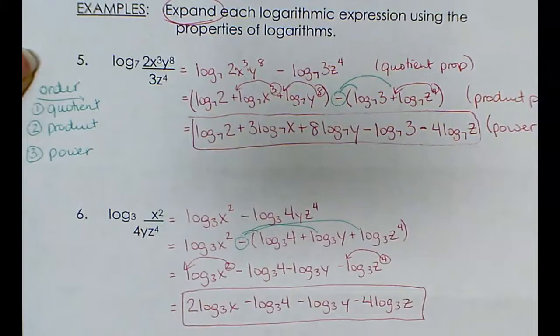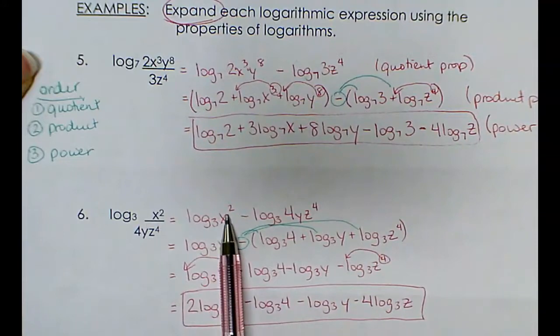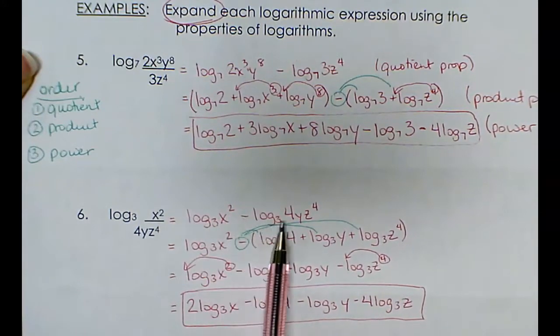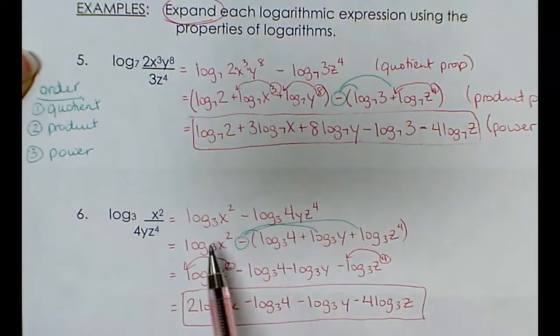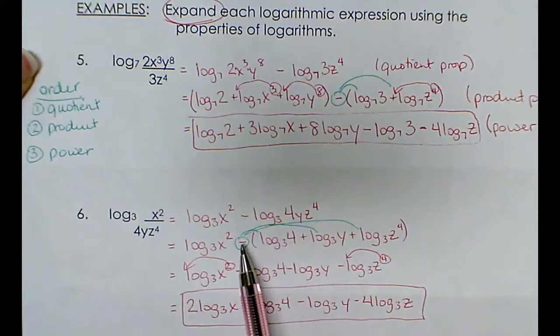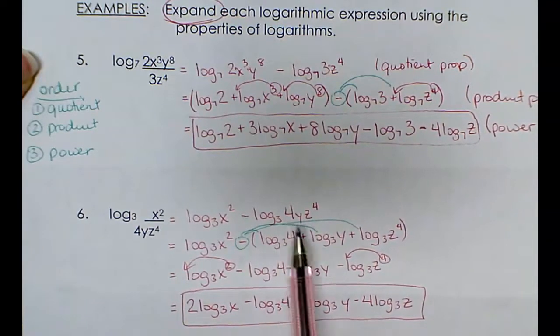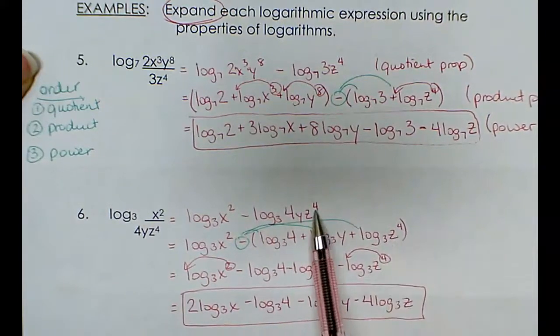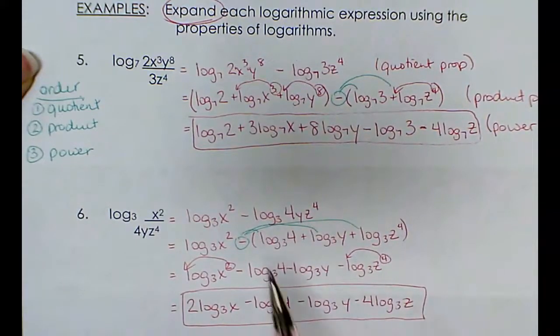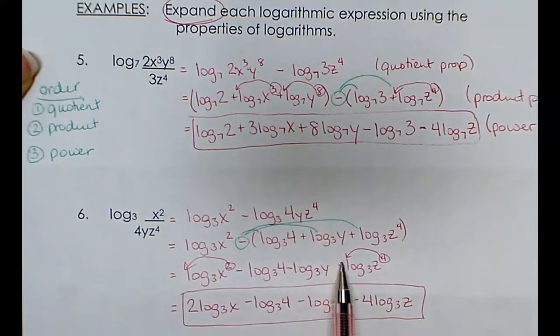So number 6, I actually have 4 lines of work because I distributed my negative in a different and separate step. But first, when you use quotient property, you end up with log base 3 of x squared, the numerator, minus log base 3 of the denominator. When you apply product property, the first term doesn't change, but the second term becomes minus log base 3 of 4 plus log base 3 of y plus log base 3 of z to the power of 4, all the pieces of the product. I did distribute my negative here, so the only thing that's changed is the signs and the fact that there are no parentheses.